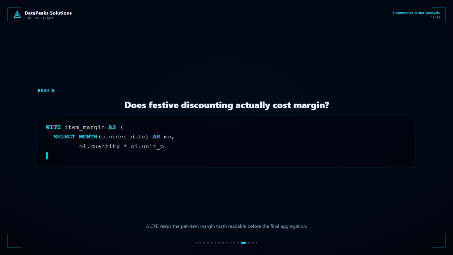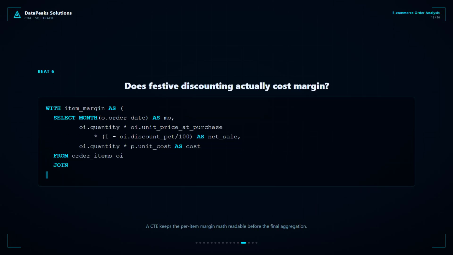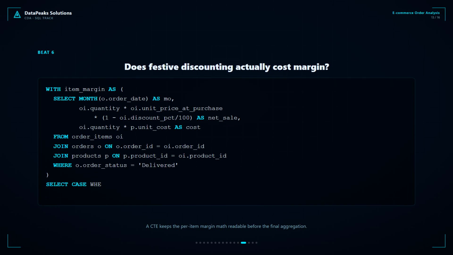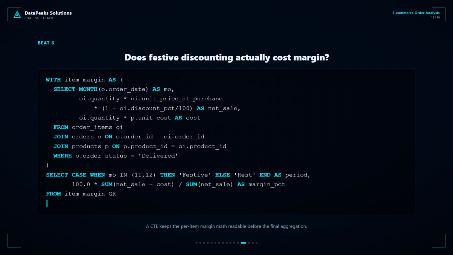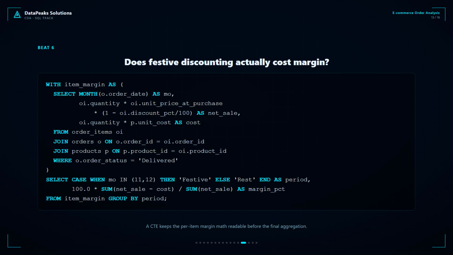Everyone loves discounts, but are they quietly destroying your profits? Revenue tells only half the story. The real question is margin. In this SQL analysis, we calculate net sales after discounts, subtract product costs, and compare festive discounts with regular pricing.